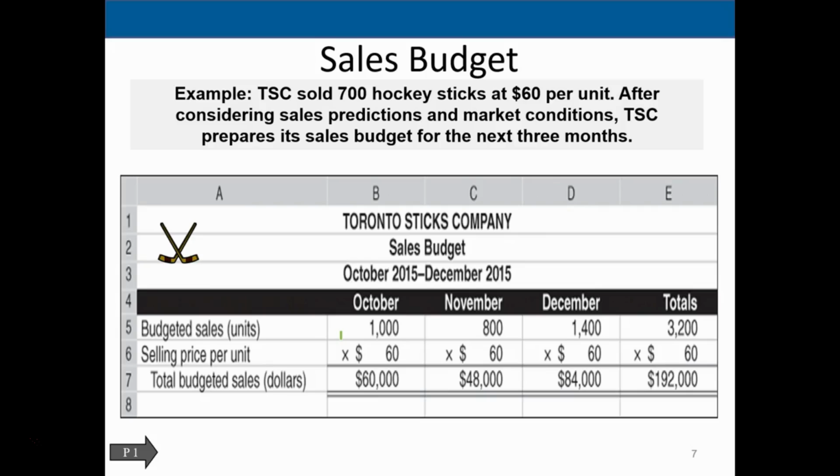Again, that's a forecasted number based on the market and past conditions. And then we have the selling price being $60 per unit. Then if we multiply that out, 1,000 times 60 is 60,000. 80 times 60 is 48, 14 times 60 is 84, and so on and so forth, giving us our total for the quarter in this case.